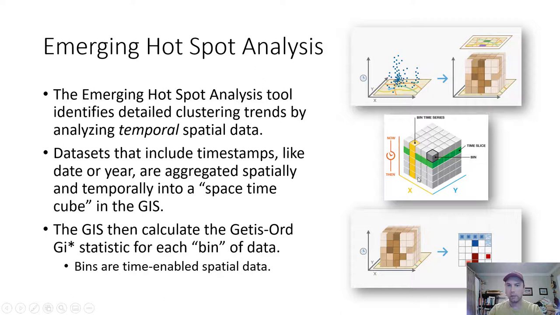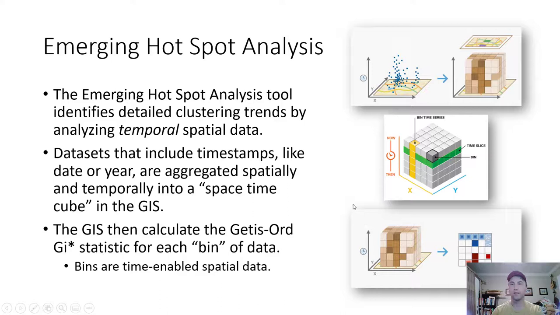Across the vertical axis, we have time. Across the horizontal, we have location. And then the GIS calculates the Getis-Ord Gi* statistic for each bin of data. Each bin represents both period of time and location. If you look at these examples here, they represent location distributed over space on the x-axis and over time on the y-axis.